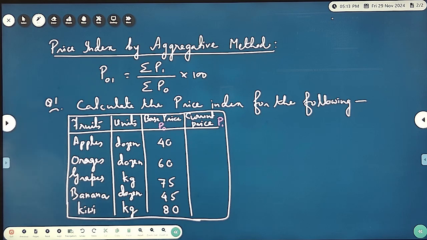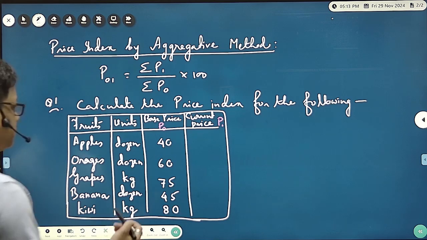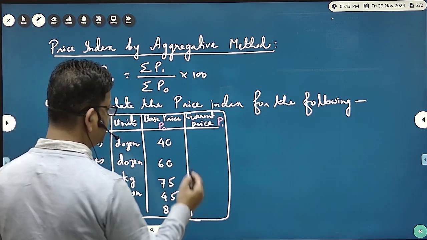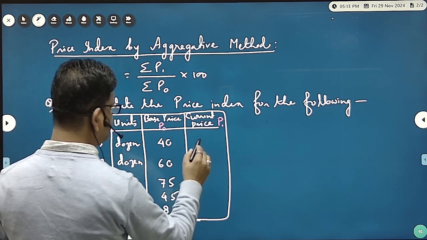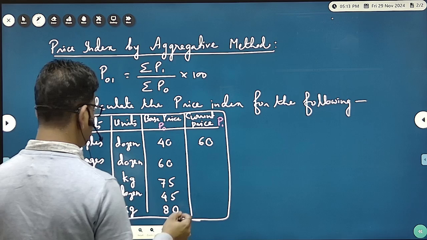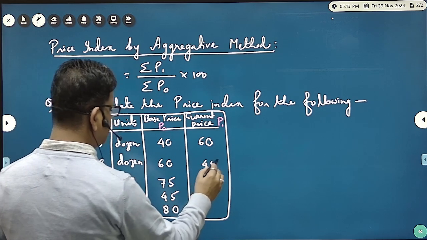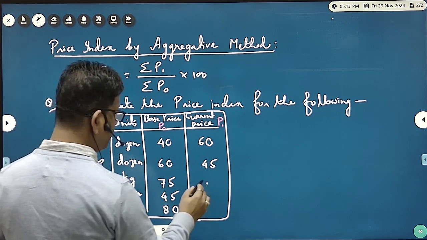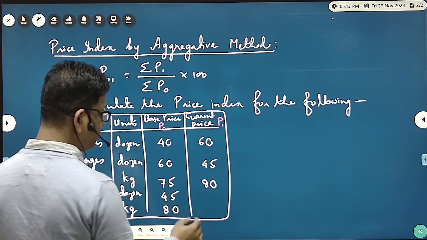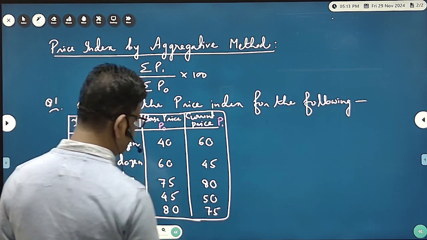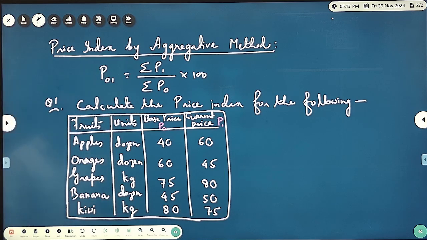Now, the current prices: suppose they are increasing in some items and decreasing in other items. Suppose here it is increasing to 60 at present, here it got decreased to 45, here it increases to 80, here also it increases to 50, and here it decreases to 75, right. Now, it is a tabular representation, nothing else, and we have many different items.